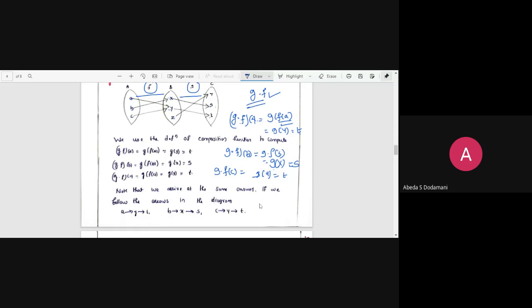So how is the direction? That implies a is going to y, which is going to t, then b is going to x, then x is mapping to s, c is going to y, which is in turn mapping to t. So this is the relation. Are you following? So this is your composition function now, okay?